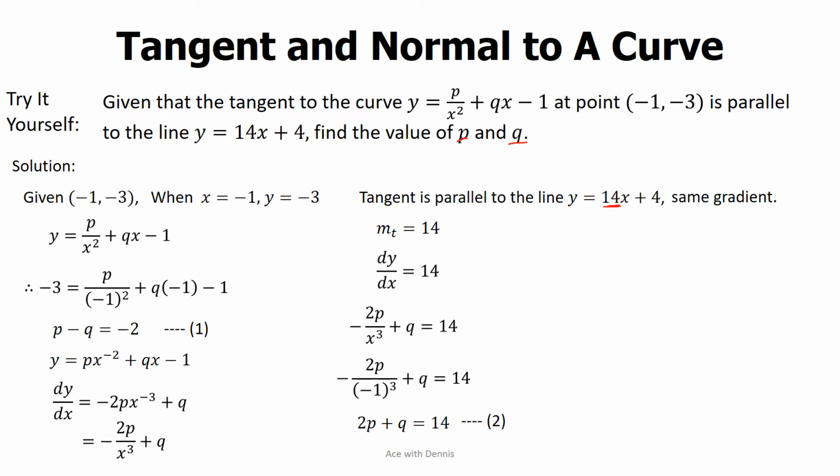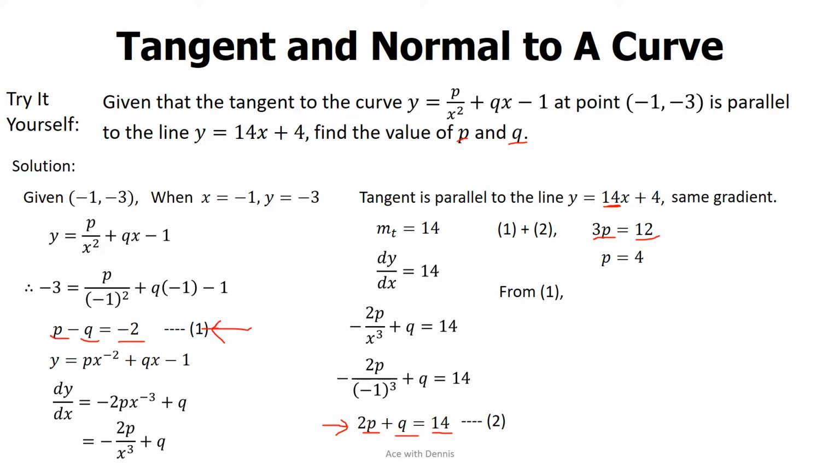Now we can start to solve the simultaneous equations. We can say that equation 1 plus equation 2, we get 3p equals 12. This is equation 1, which is here, and this is equation 2. So p plus 2p, we get 3p, minus q plus q is 0, and -2 plus 14, we get 12. So 12 is here. Then from here, p is 4.